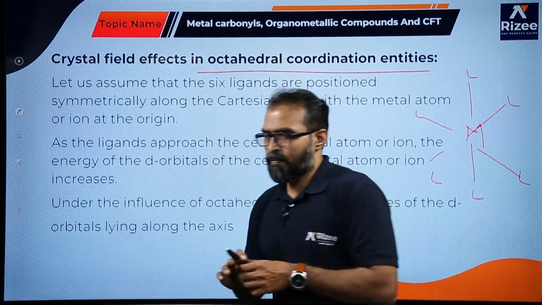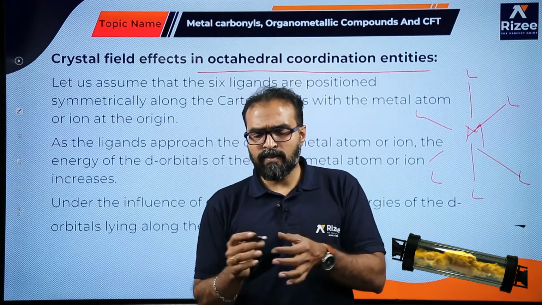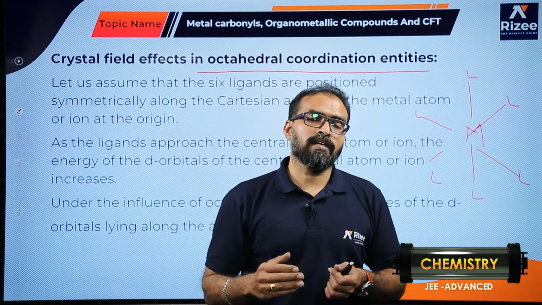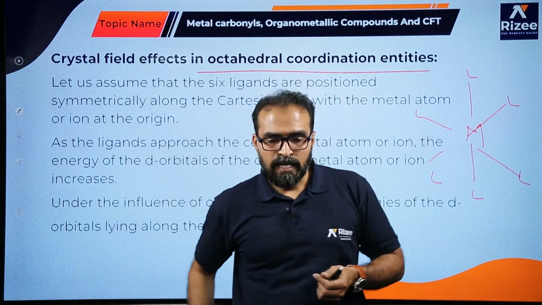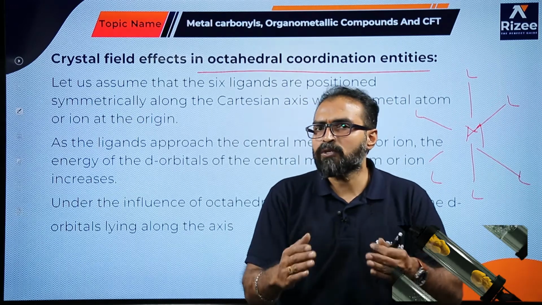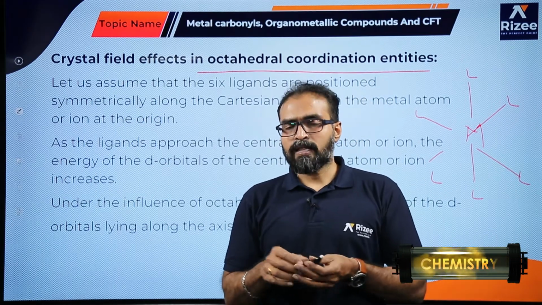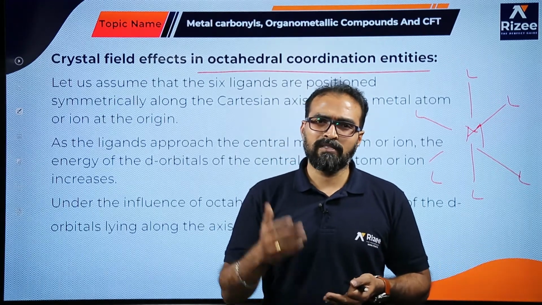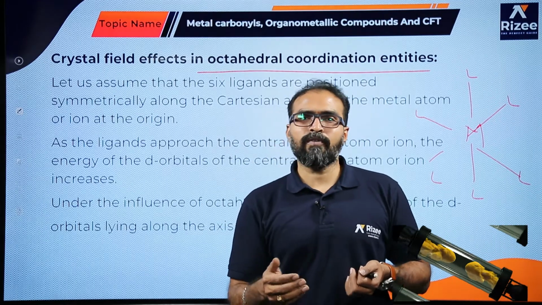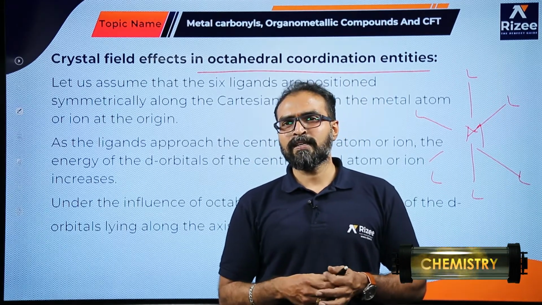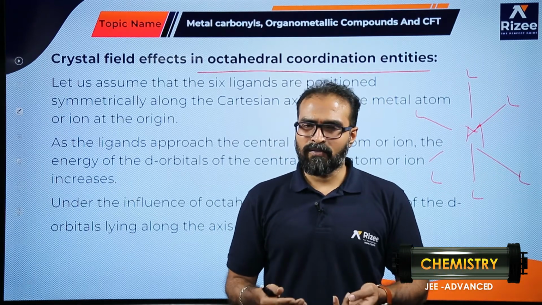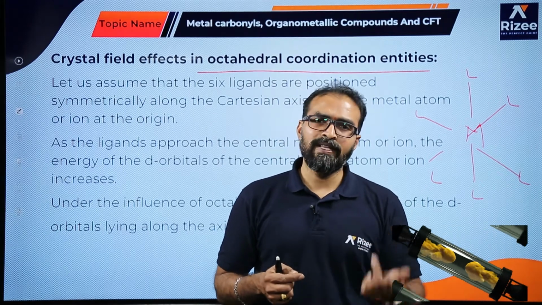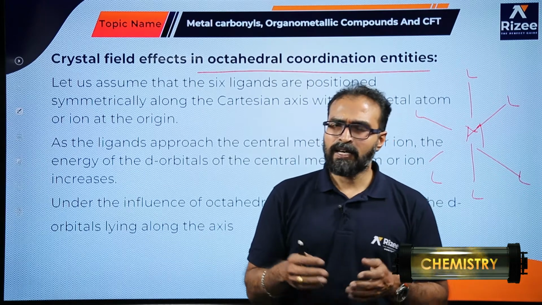As the ligands approach, what will happen? In the absence of ligands, all the d orbitals have the same energy. We call them degenerate orbitals. But once the ligands approach, in octahedral complexes they approach along the axis. The orbitals which have orientation along the axis will gain more energy because of the repulsions, whereas the orbitals which have orientation between the axis will have lower energy. T2g has orientation between the axis, whereas Eg has orientation along the axis.